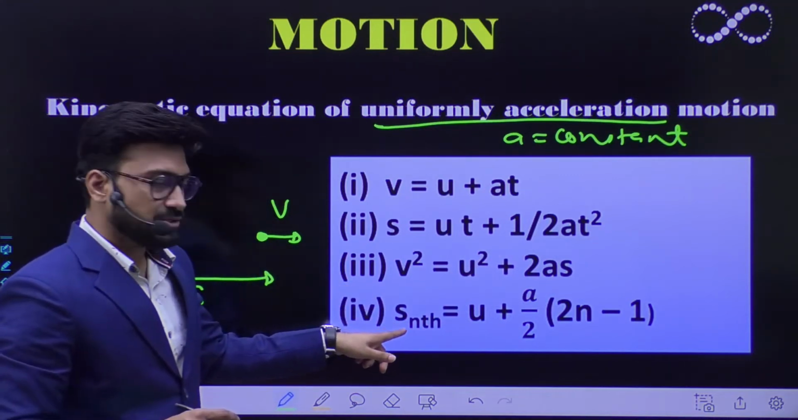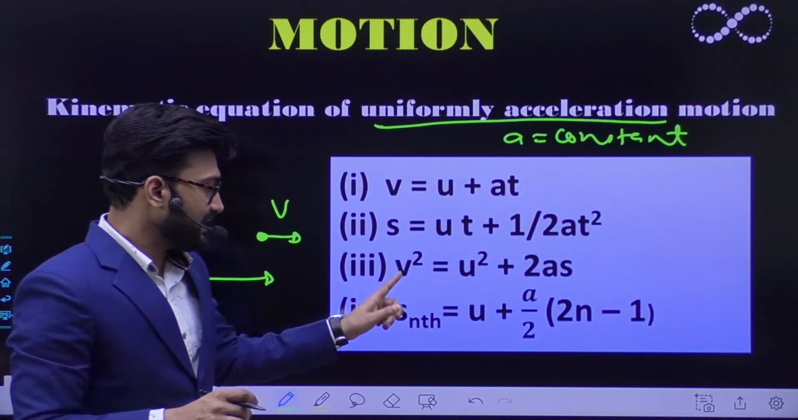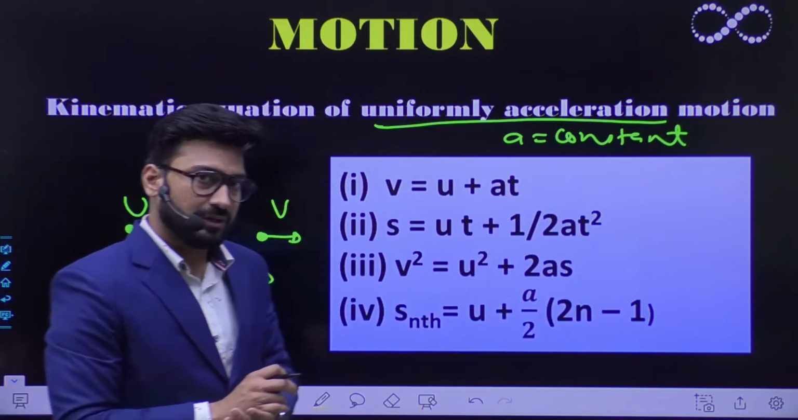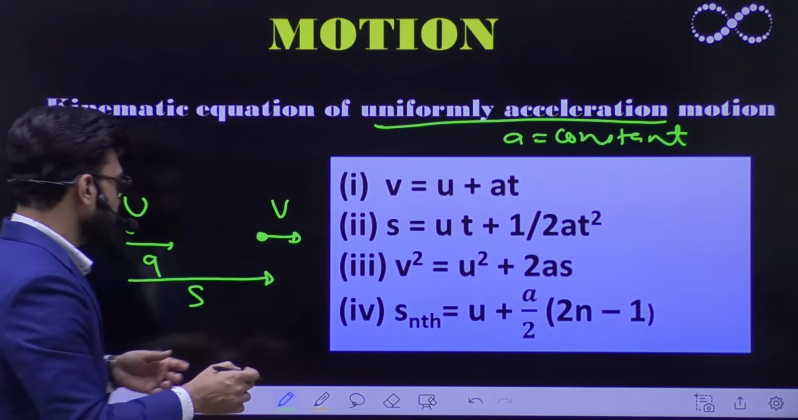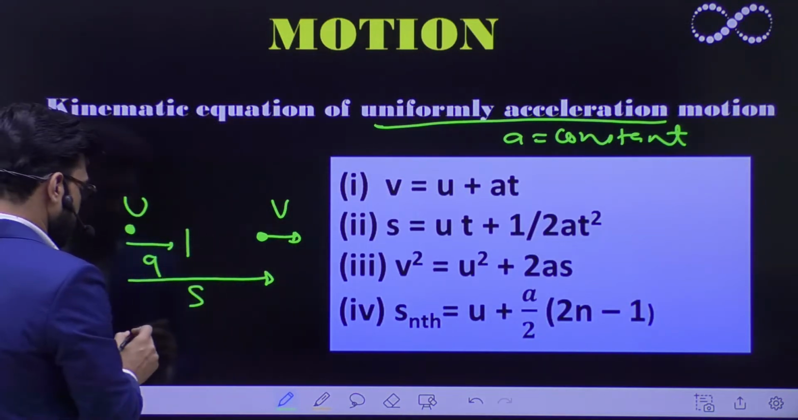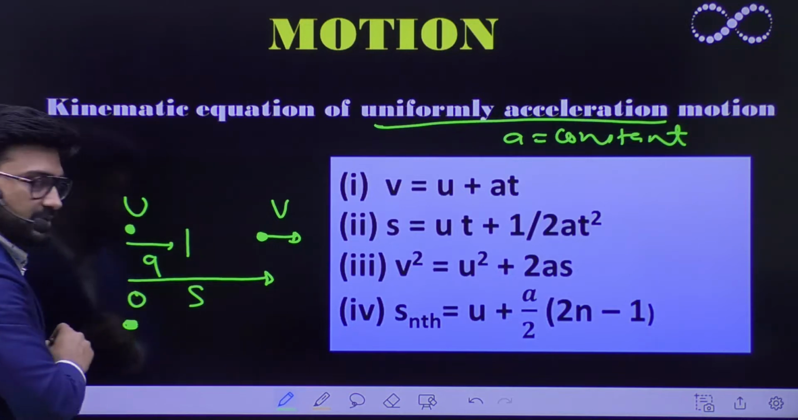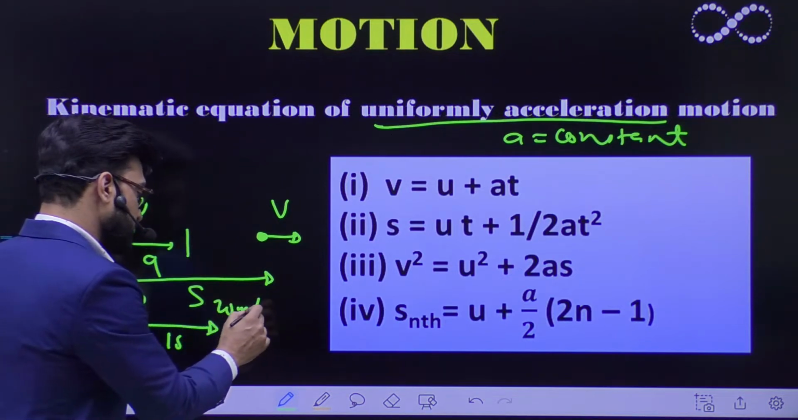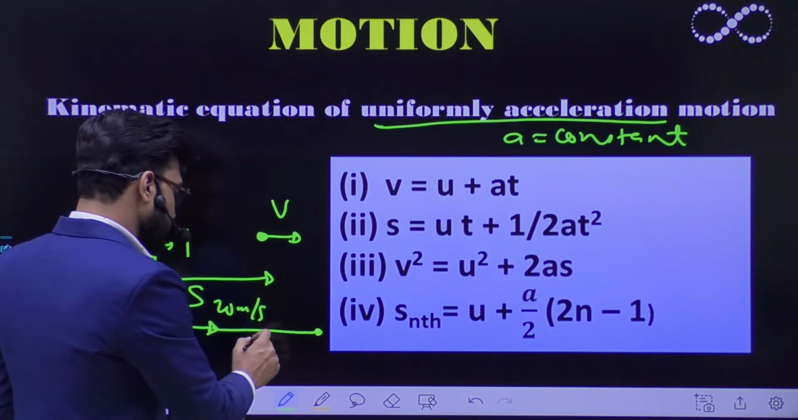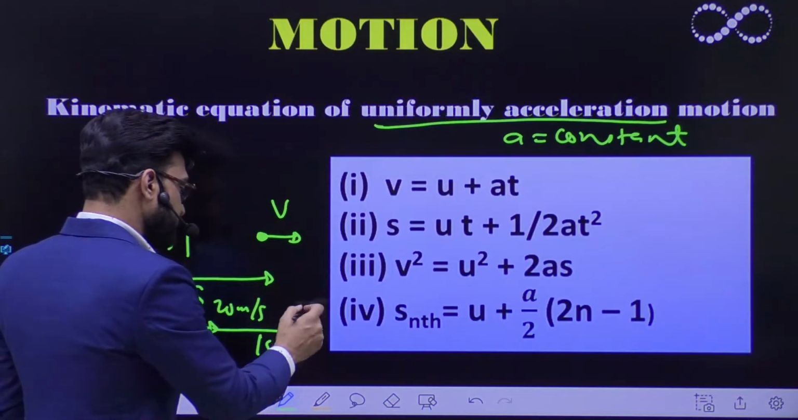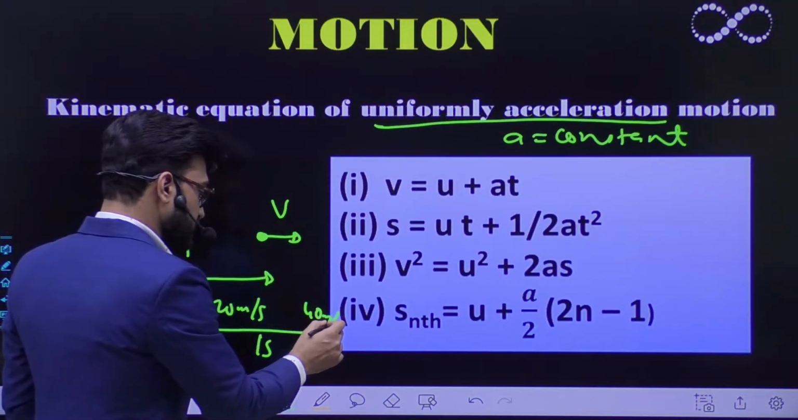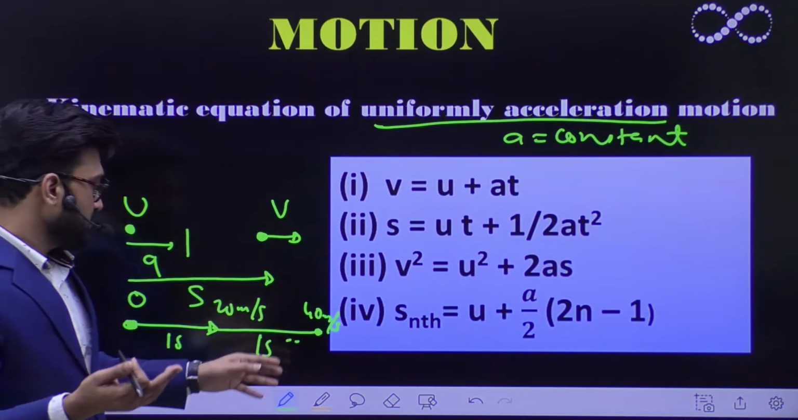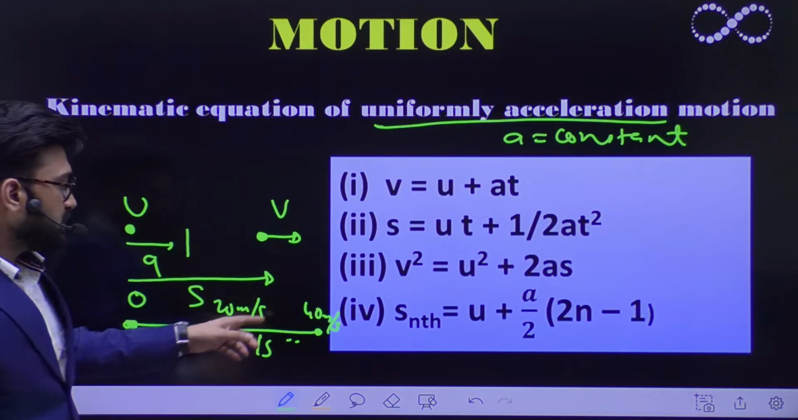Again, this is the last equation that you must remember, which is the distance traveled in the nth second, which is nothing but u plus a by 2 into (2n minus 1). So nth second means, if a body is continuously moving, suppose a body starts from rest and keeps on moving. In 1 second, its speed becomes 20 meter per second. In another second, its speed becomes 40 meter per second. With each second, its speed is increasing by 20 meter per second. So you can easily find out the distance traveled in the nth second.